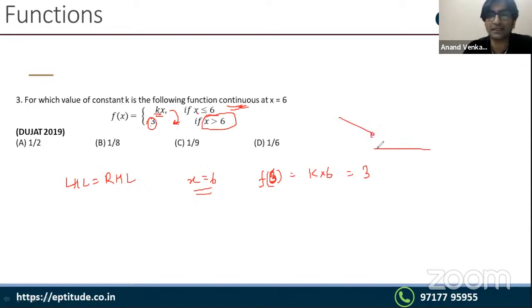अगर ऐसे ब्रेक आ जाता है किसी फंक्शन में तो उसको हम डिसकंटिन्यूअस बुलाते हैं, राइट? तो फंक्शन कंटिन्यूअस कब होगा? जब ऐसा ब्रेक नहीं आएगा, एग्जैक्टली ज्वाइन होना चाहिए। ज्वाइन तब होगा जब y का वैल्यू सेम होगा, फंक्शन का वैल्यू सेम होगा। सो व्हाट आई डिड वाज आई पुट x equal to 6, I got 6k, and then I equated it to 3, which means k should be equal to 3 by 6.